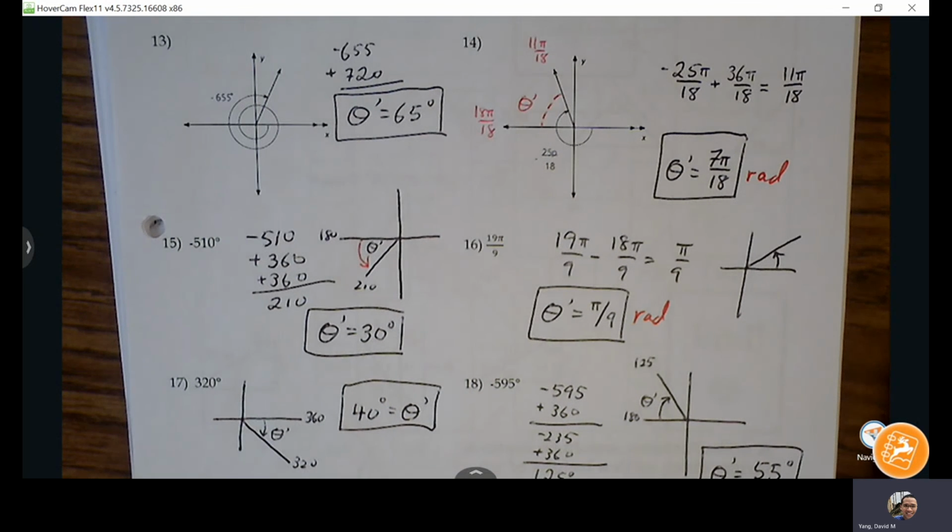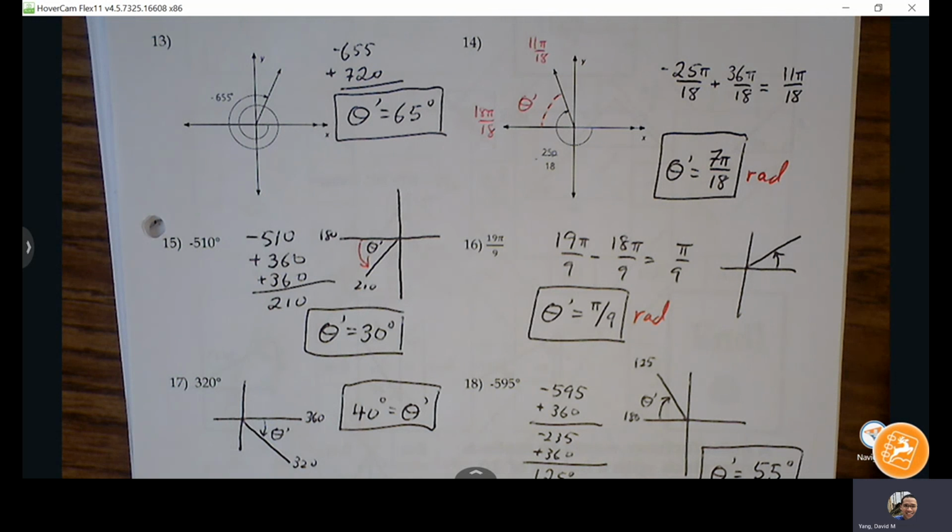Okay, 14. Negative 25 pi over 18 is not in the interval between 0 and 2 pi, so I'm going to add 2 pi. I added 2 pi, and I got 11 pi over 18. 11 over 18 is a fraction that is between 1/2 and 1, so I know that it must be in the second quadrant. So I know I can work with this.